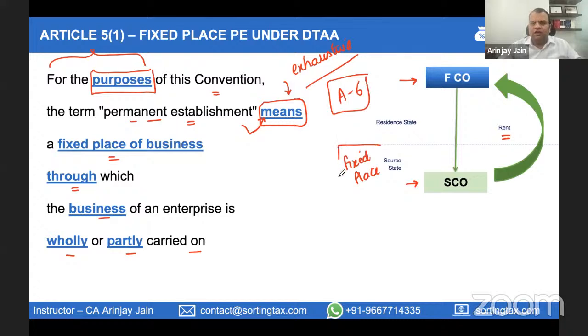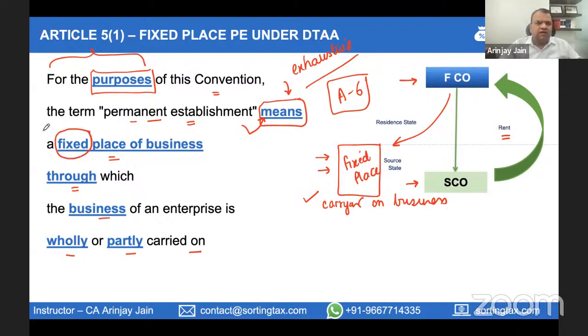On the contrary, if the foreign company had an office in the source state and it was using this office for the purpose of carrying on business rather than just leasing it out, then that is a case where this fixed place of business may become a permanent establishment. The use of the term fixed means that there should be a distinct place which is available, and this place should actually be at the disposal of the non-resident.